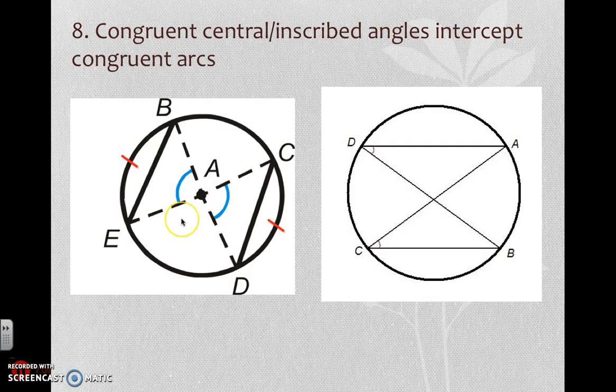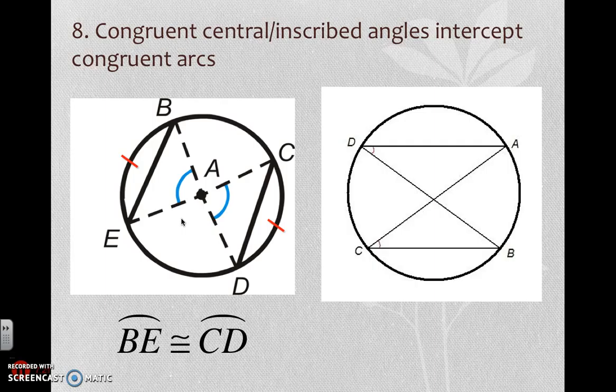Now this should make sense because arc BE has the same measure as angle BAE. And arc CD has the same measure as angle CAD. So if the angles are congruent, then the arcs have to be congruent. So we have that conclusion. Arc BE is congruent to arc CD.